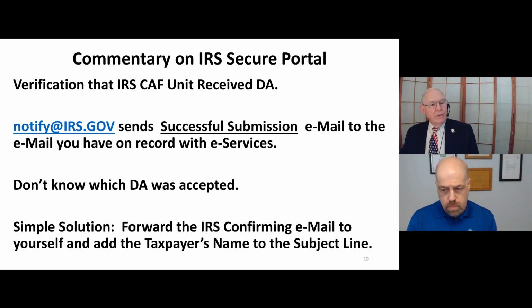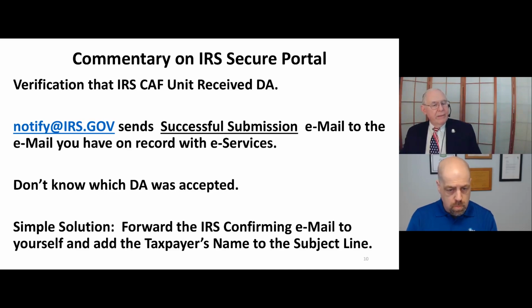So here's my commentary. It's nice that the IRS CAF unit receives the disclosure authorization and verifies it. And what happens is when you send it up, notify.irs.gov sends an email to the email you have on record with these services, but you don't know which disclosure authorization was accepted. It just says, congratulations, you've had a successful submission.